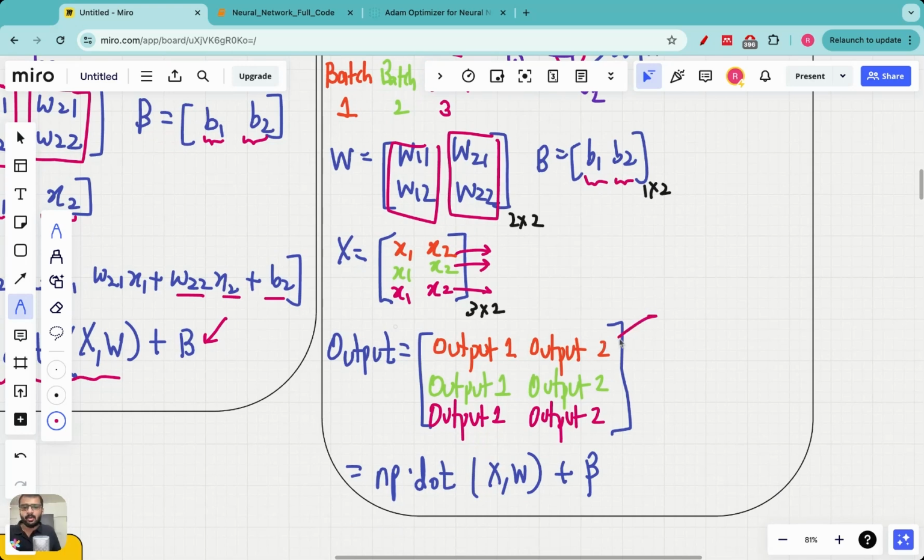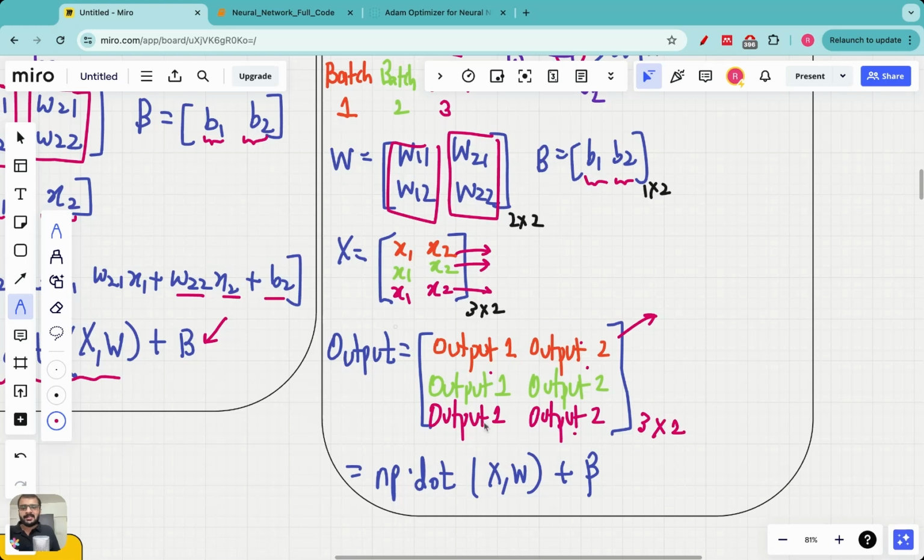It will have three rows. The first row will contain the output of the first neuron and the output of the second neuron for the first batch of data. The second row will contain the output of the first neuron and the output of the second neuron for the second batch of data. And the third row will consist of the output of the first neuron and the output of the second neuron for the third batch of data. So the dimensions here will be three rows and two columns.